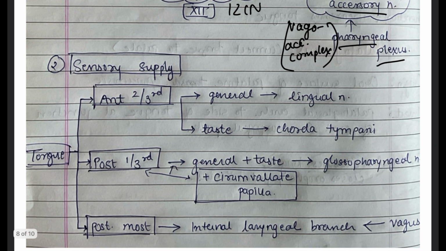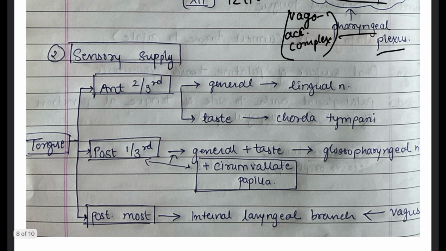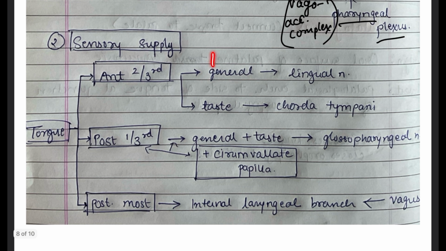Okay, so let's continue. The sensory supply of the tongue is divided into three parts: anterior 2/3, posterior 1/3, and the posterior most part. So in the anterior 2/3, the general sensation, that is the pain and temperature, are by the lingual nerve, which is a branch of V3, that is the mandibular division of the trigeminal nerve, which is the 5th cranial nerve. Okay, taste is by the chorda tympani, that is a branch of the facial nerve, which is the 7th cranial nerve.